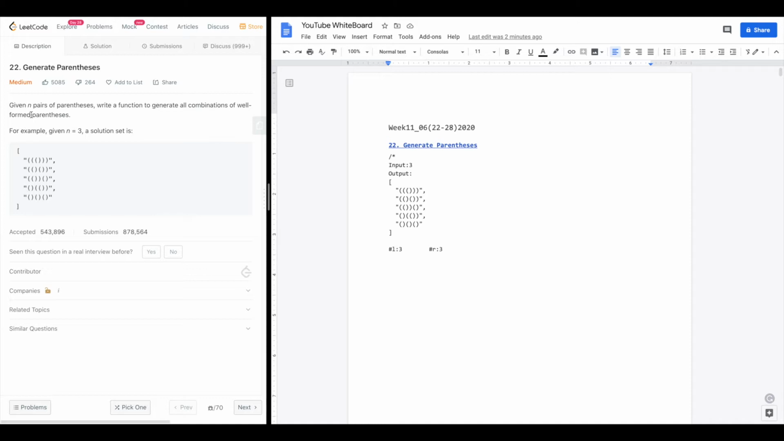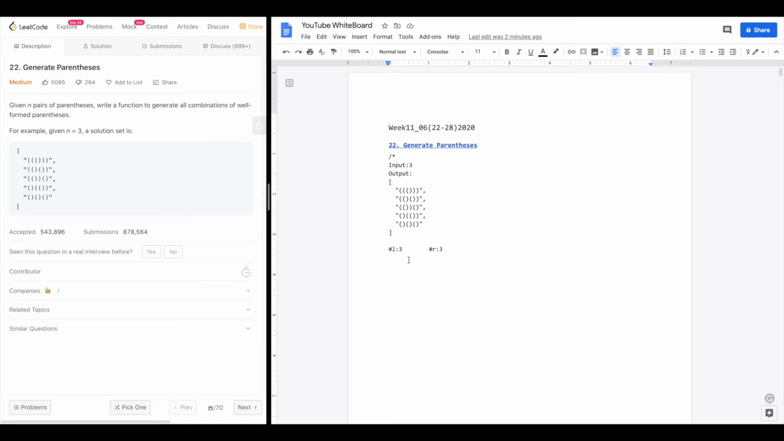For this example, the input is 3 and the output is 5 well-formed parentheses. So the second question is how could we figure out the well-formed parentheses? I don't know either, so let's go through an example together.